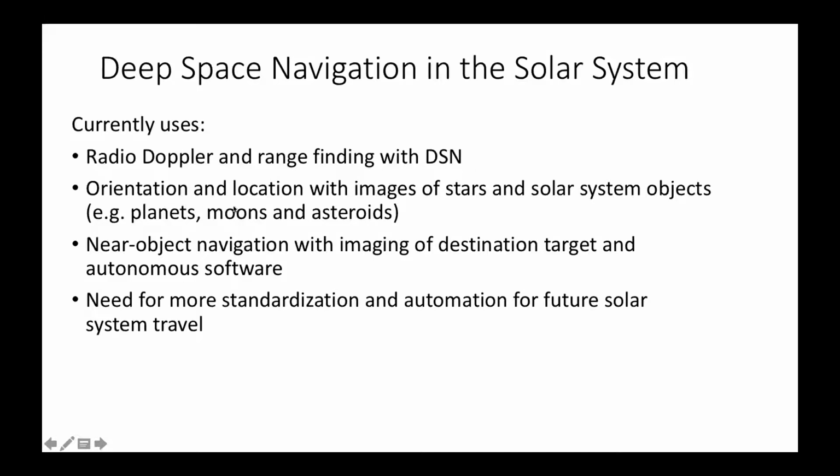Also, you have a star tracker on board, an imaging system that tells you your orientation. Then you can also do near object navigation with imaging of planets, for example, or your destination target. And you can have onboard autonomous software. This is now becoming more and more common in exploration around our own solar system. So it's been recognized that there's a need for more standardization and automation for future travel throughout the solar system.